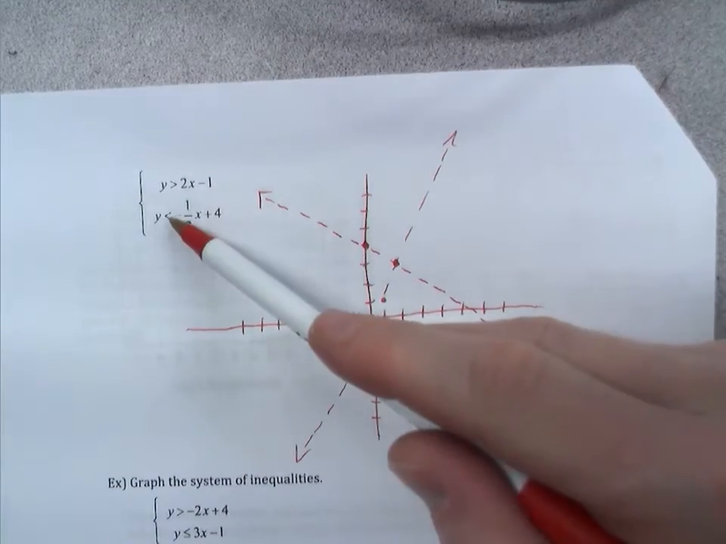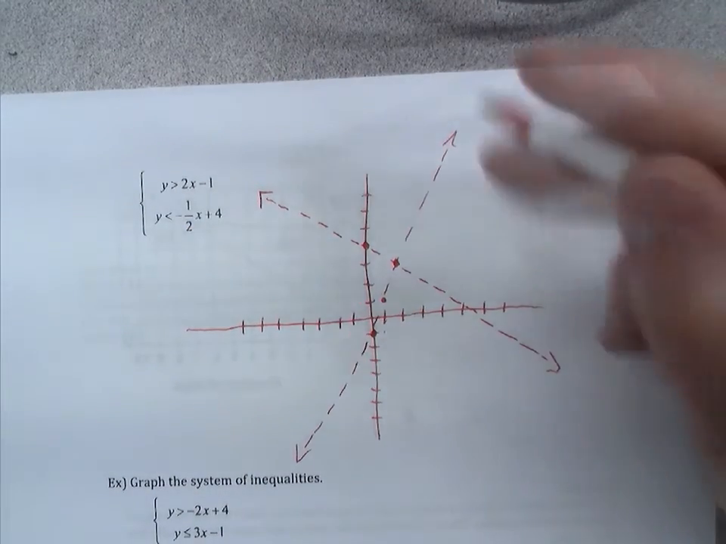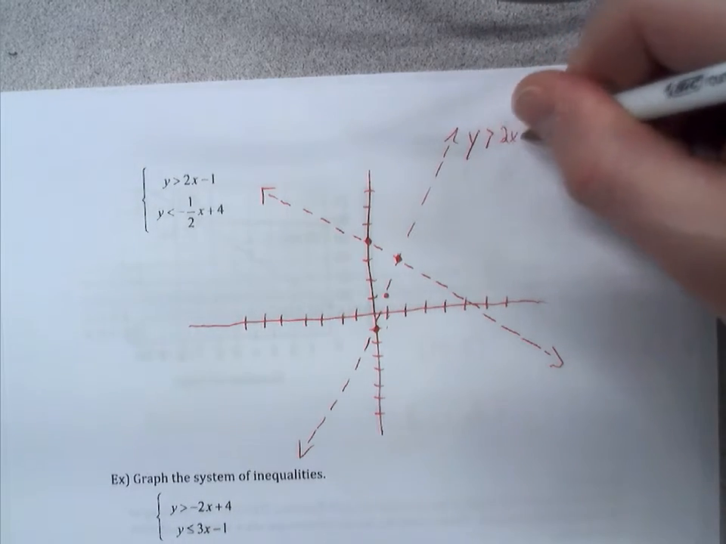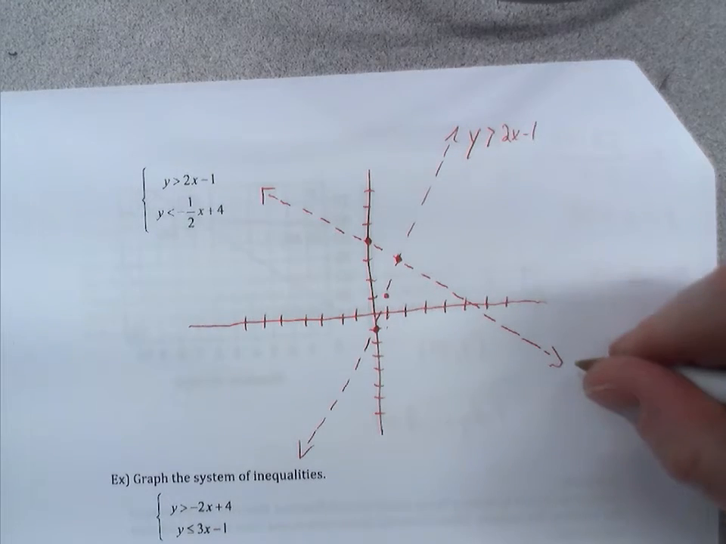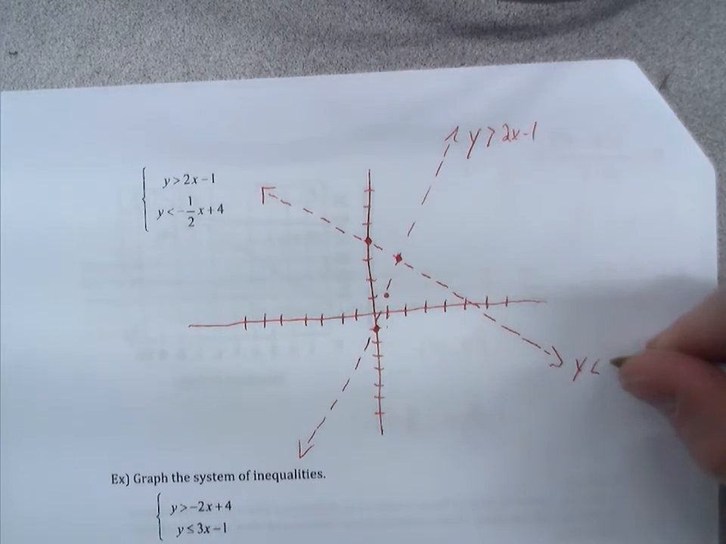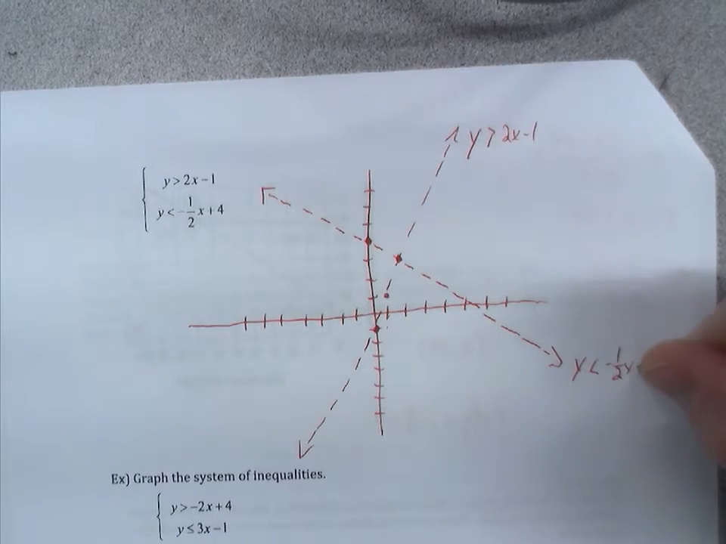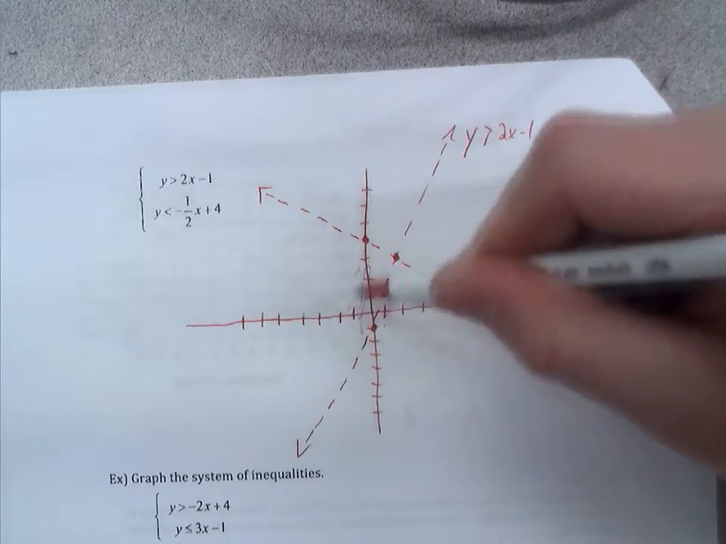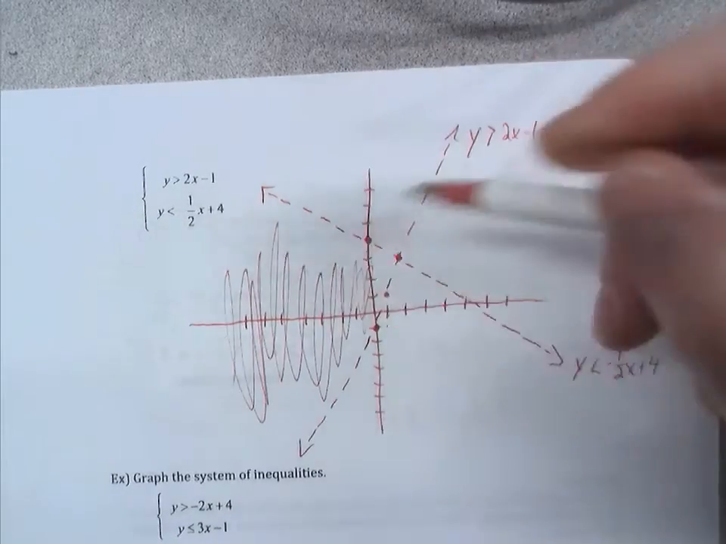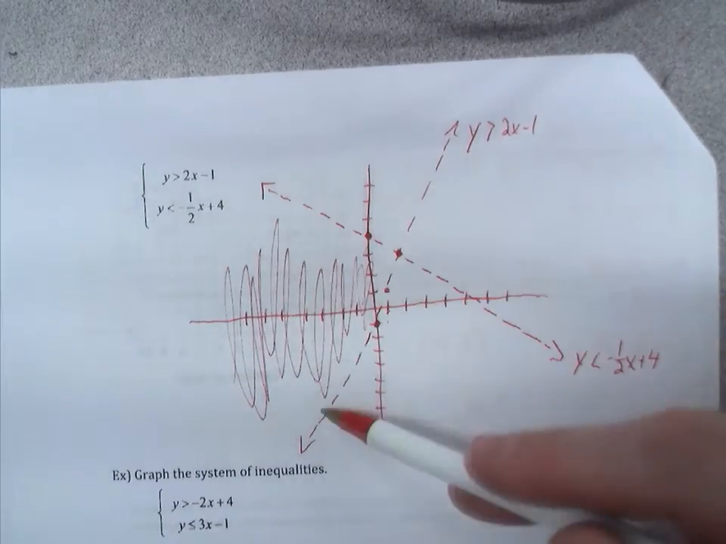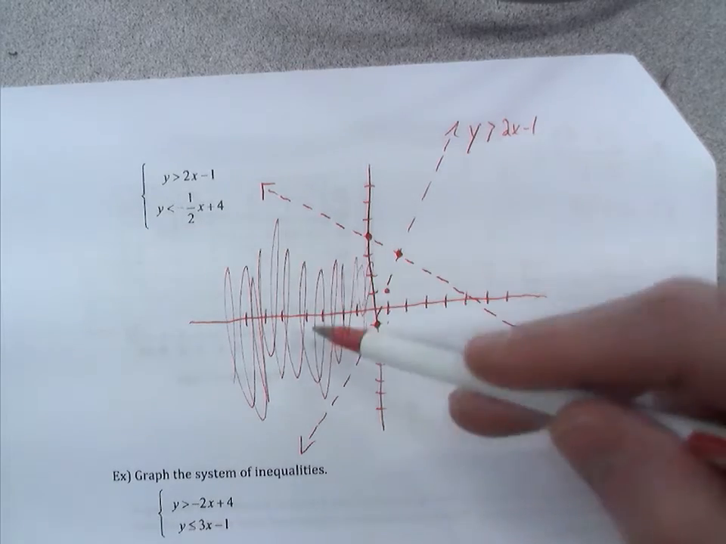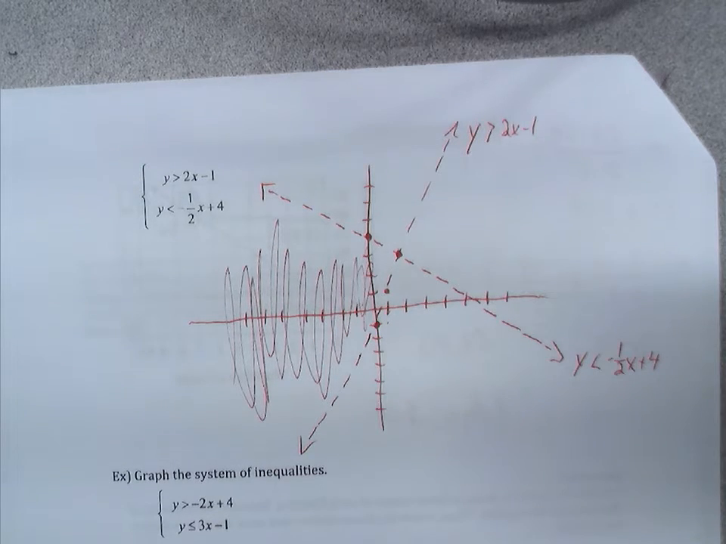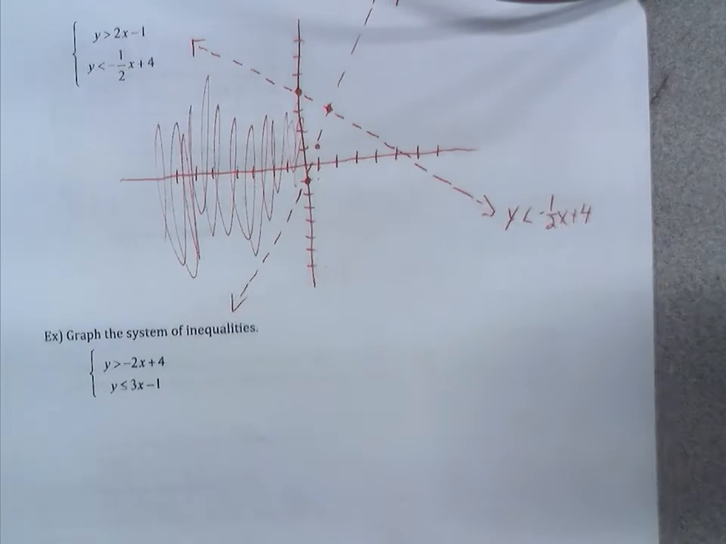And so this one is less than, this one is greater than. So again, this is y is greater than 2x minus 1. This line over here is y is less than negative 1/2 x plus 4. And so the area that they have in common is going to be anything in that vicinity. Anything that's below this line but above this line, anywhere in there, that's what those two inequalities will have in common. So let's look at another example.